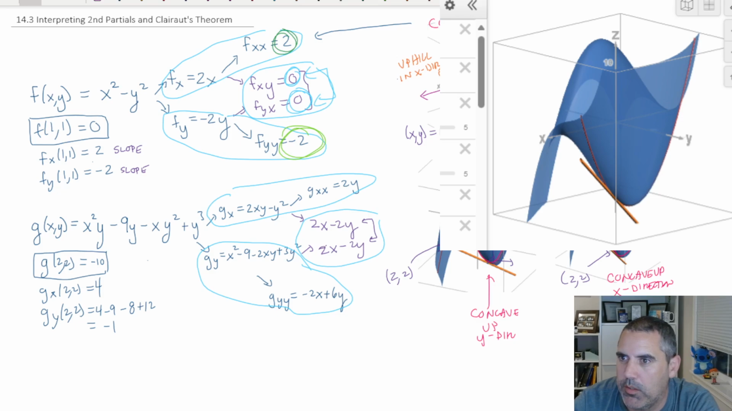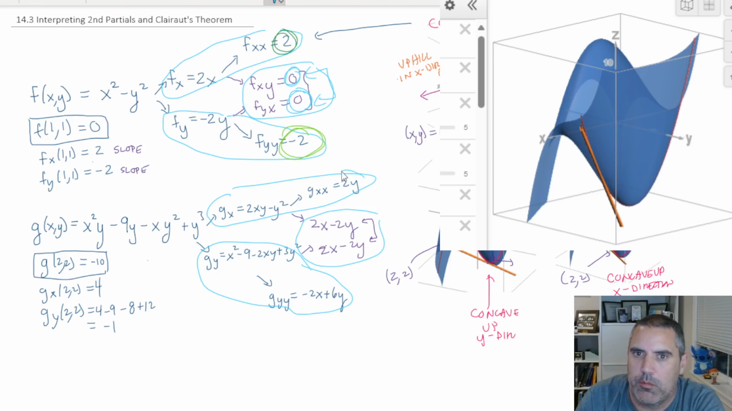Now let's see what happens if we increase x. It increases. That's what this is. And at (2, 2), this would be 4. It would be positive. It's concave up. Now it's going to depend on different values depending on where you are. But anyways, let's go back to (2, 2).